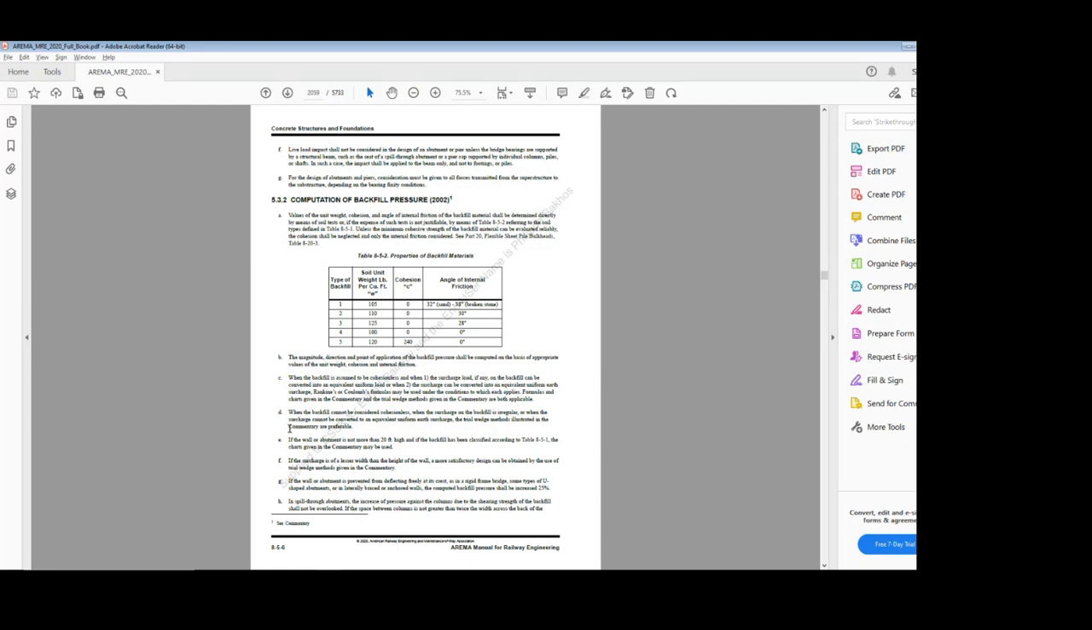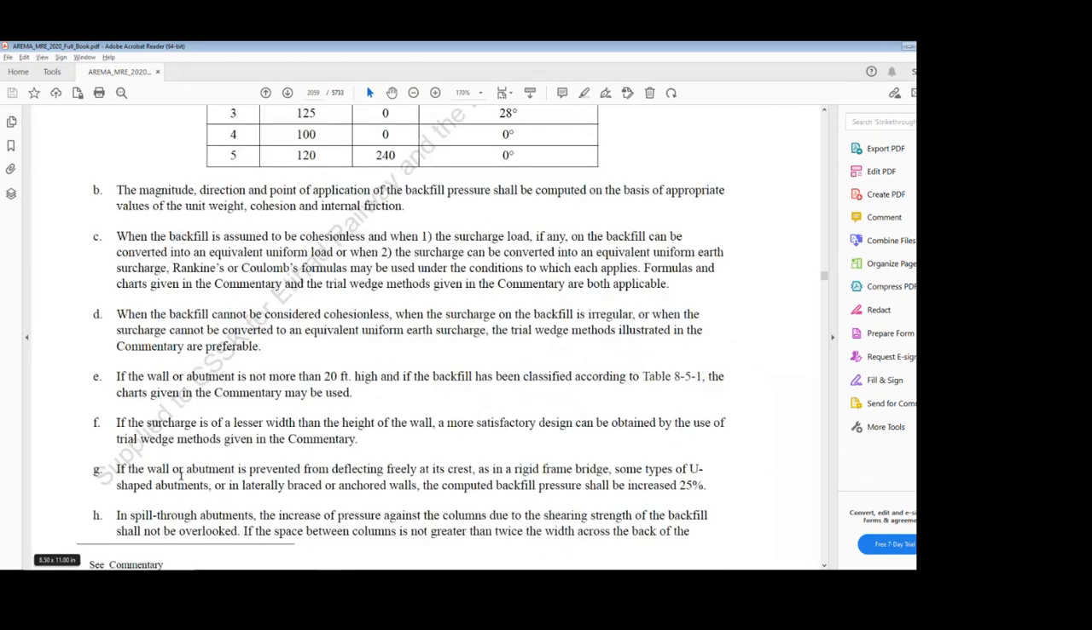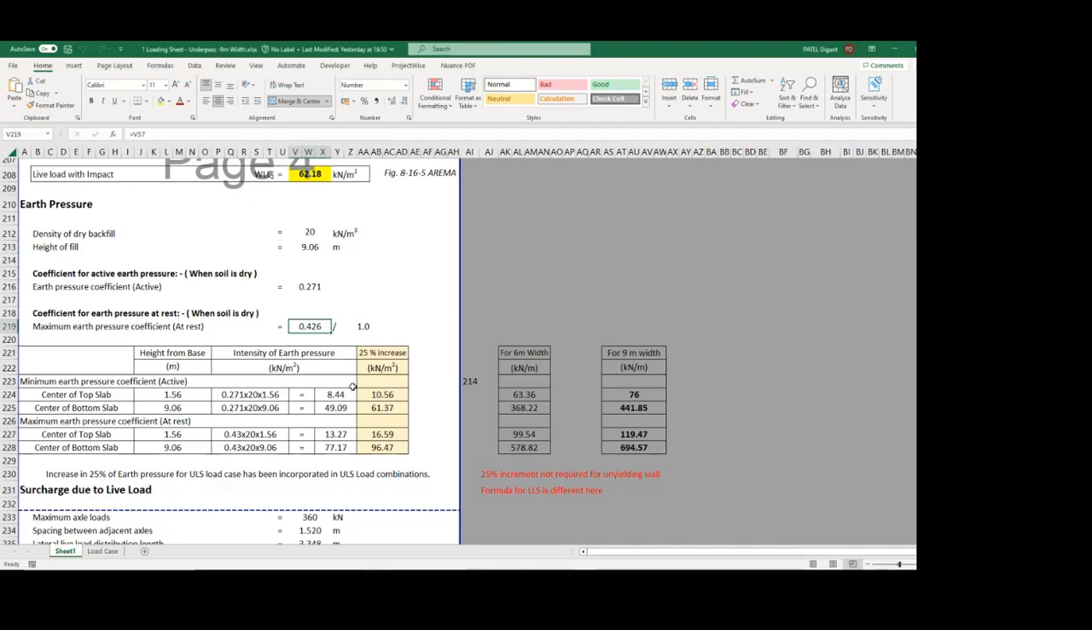I'm just highlighting one clause which is very important for us. They are saying if the wall or abutment is prevented from deflecting freely at its crest, as in case of a rigid frame bridge or some type of U-shaped abutment, this is a U abutment with fly return, or in laterally braced or anchored walls, the computation of backfill pressure should be increased by 25%. This is important. Basically you have to increase this earth pressure intensity by 25%.